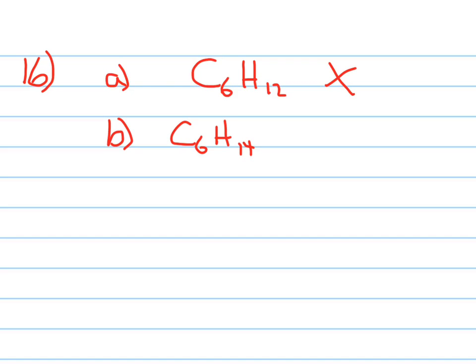Alright, in question number 16, the question is which one is the empirical formula, and the answer to that is which one does not have common factors. So if we have C6H12, both of those are divisible by 6, so that ain't it. In B we have C6H14, and both of those are divisible by 2, so that isn't it. In C we have C3H8, and there is no common factor there, so that's going to be it.